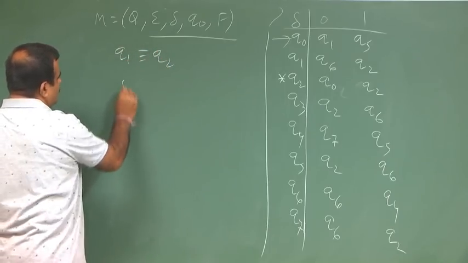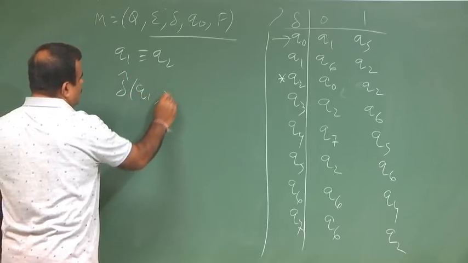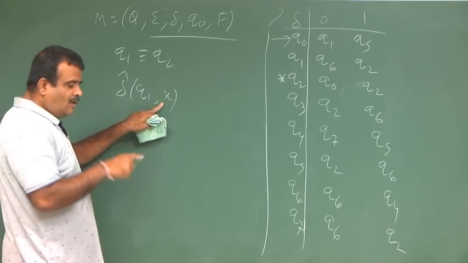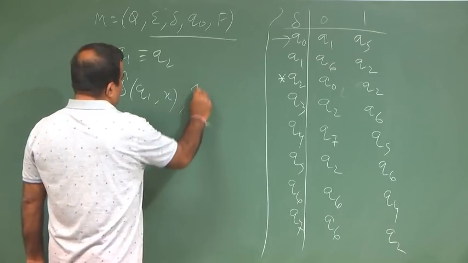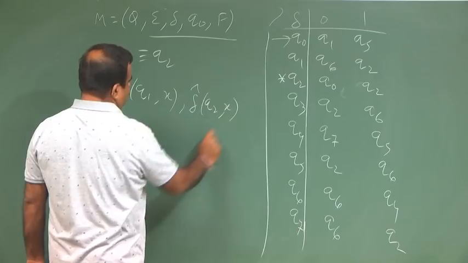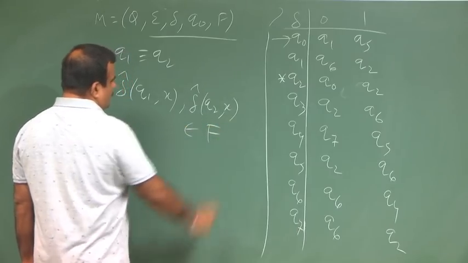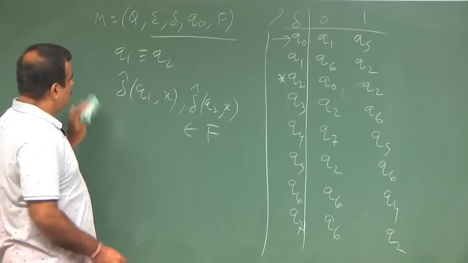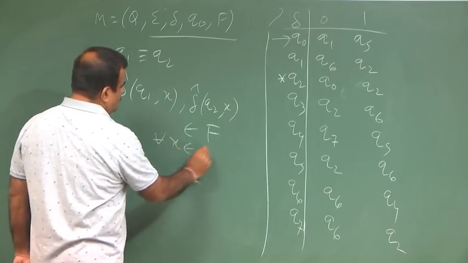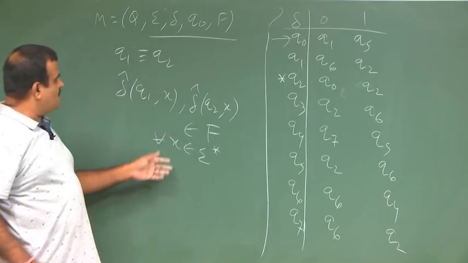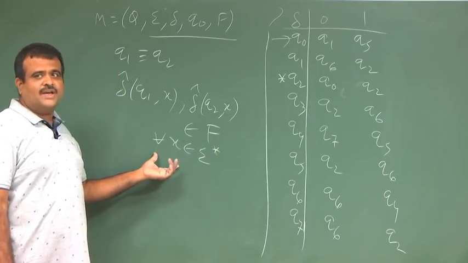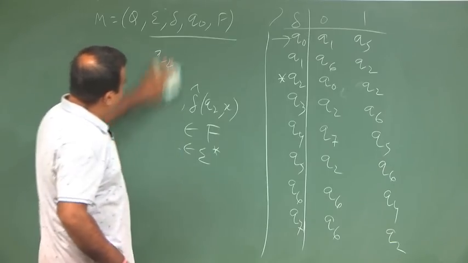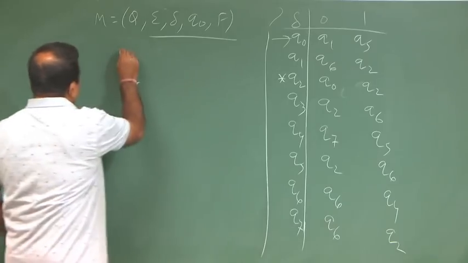if, when reading a string x, q1 and q2 either both go to an accepted state or both go to a rejected state, then we say they are equivalent. If this is true for all x, then we have seen that it is not possible to examine for all x, because this is an infinite set. So, instead of that we define the kth equivalence between two states.